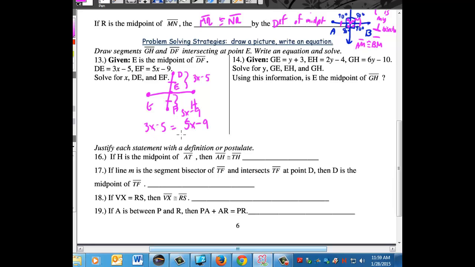Solve for x: negative 2x equals negative 4, x equals 2. Remember that when you solve for x, we didn't have to plug 2 back in. So 3 times 2 minus 5, 6 minus 5, we get 1. So DE is equal to 1. And then EF is going to be 5 times 2 minus 9, so 10 minus 9, and we get 1 again. And that should make sense that these two lengths are the same. So we have 1 and 1.